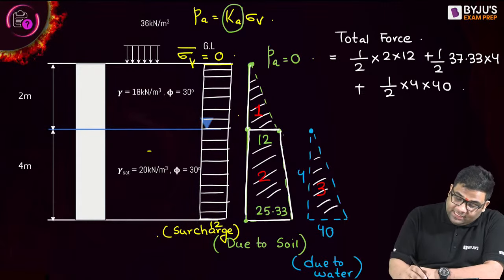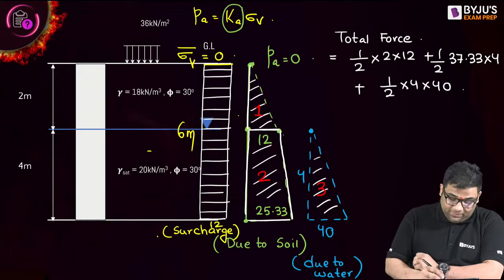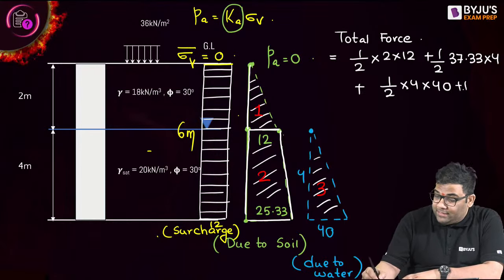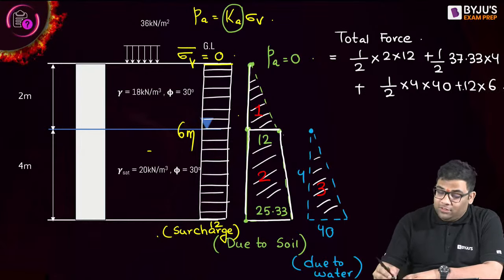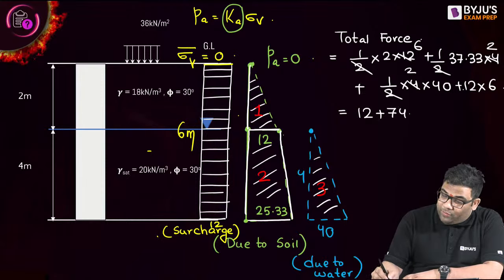And this total height is 6 meter. Then what will be the area of this distribution? It's a rectangle, so 12 into 6, giving me 72. Now you can easily calculate. You see, no need for any big formulas. So 12 plus this will be 74.67, and this will be 80, right? And this will be 72.